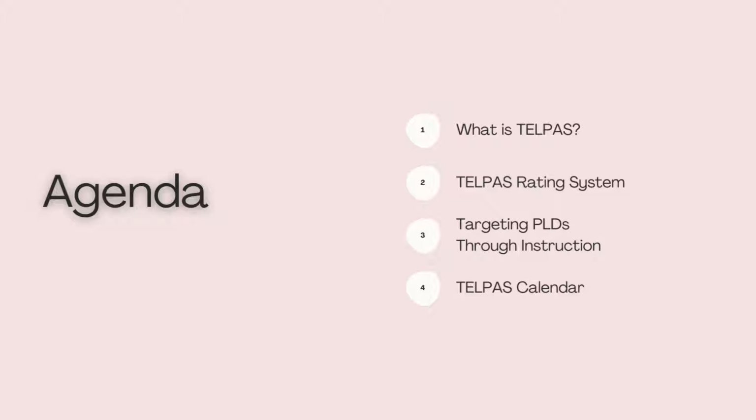After completing this lesson, you will be able to outline and distinguish the differences between the K through 1 and 2 through 12 TELPAS components, organize key dates for TELPAS testing in your calendar, improve upon the activities from the previous lesson based on your better knowledge and understanding of the TELPAS assessment, and lastly, create a model of the activity for your students.